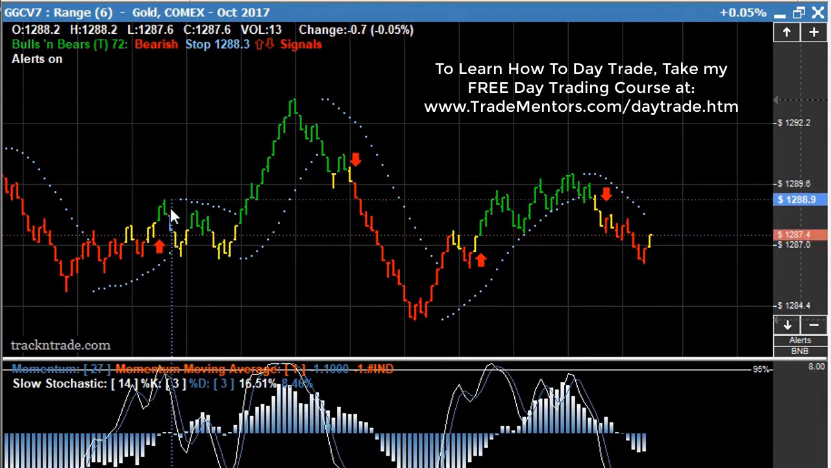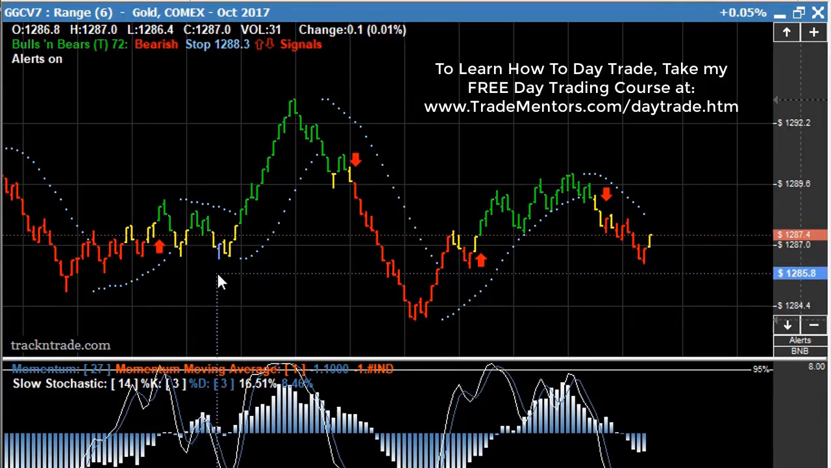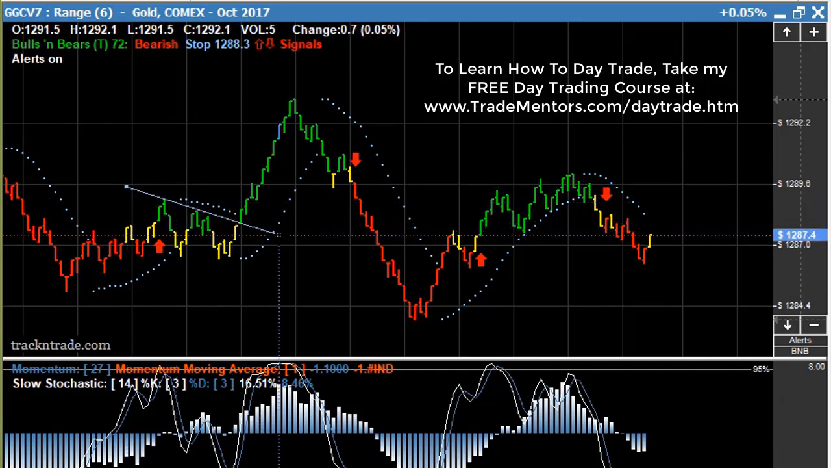Now, we also want to look at the right time of day. It's very important that when we're day trading, we look at the right time of the day. And the right time of the day for us in the US is the morning session for the New York time frame. So we want to start looking at the New York Open.